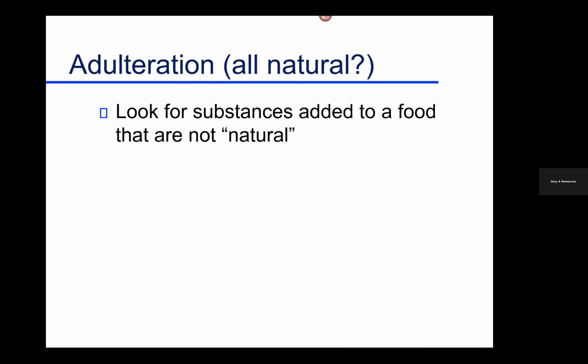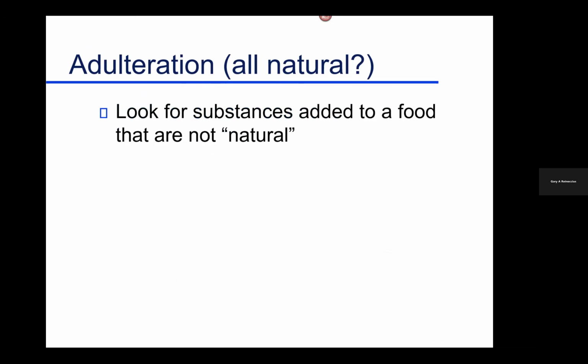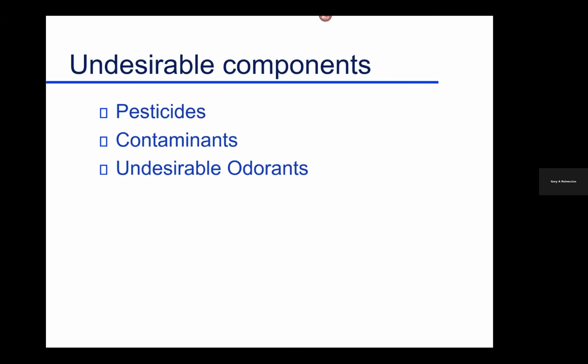Adulteration, that's also another place where mass spec and particularly GCMS is used. You look at undesirable components. What don't you want there? Well, look for substances added to food that are not natural, or where food gets contaminated. Pesticides, contaminants, undesirable odorants, off-flavor components, and so on. So again, lots of use.